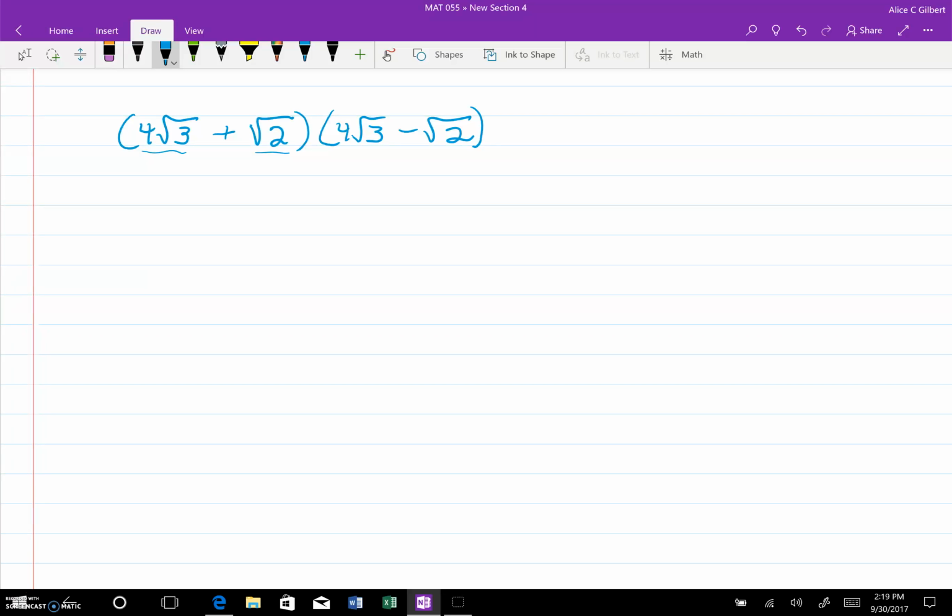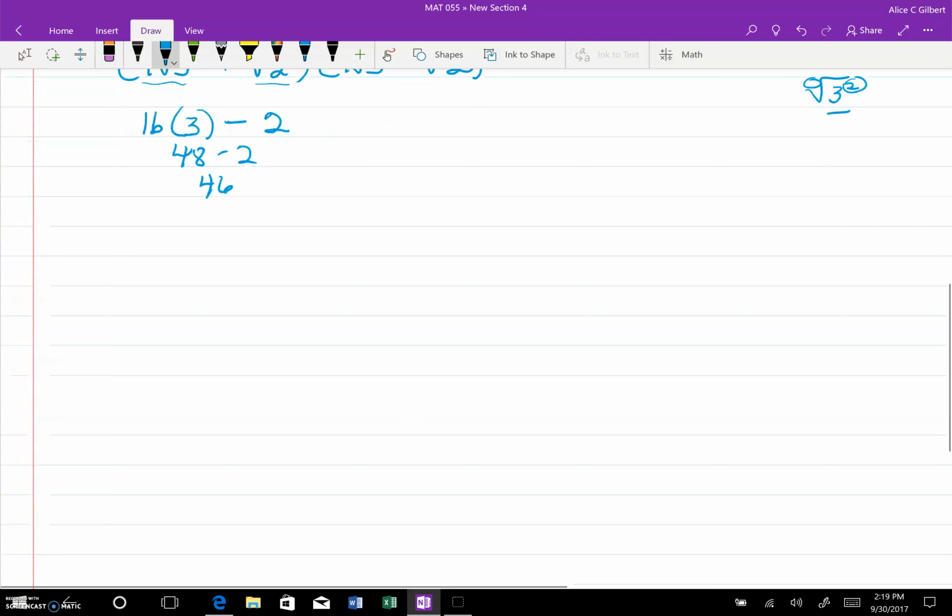So 4 times the square root of 3 squared. Well, 4 squared is 16, and it's multiplying with the square root of 3 squared. Well, the square root of 3 squared is just 3. And then minus, because in a difference of squares, it's always minus. And the square root of 2 squared is going to be 2. 16 times 3 is 48 minus 2, so my answer's 46.